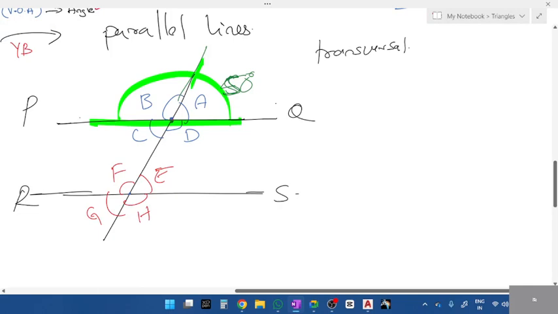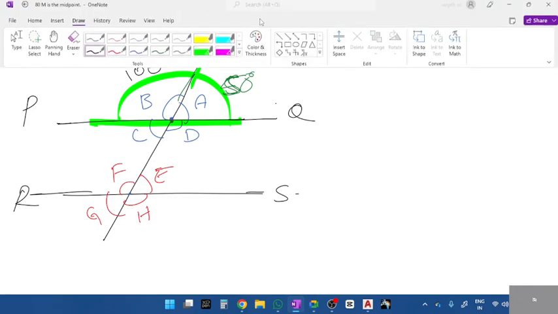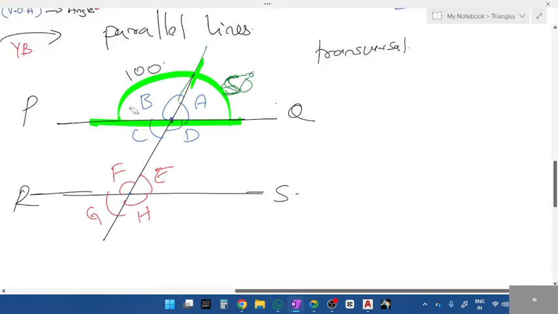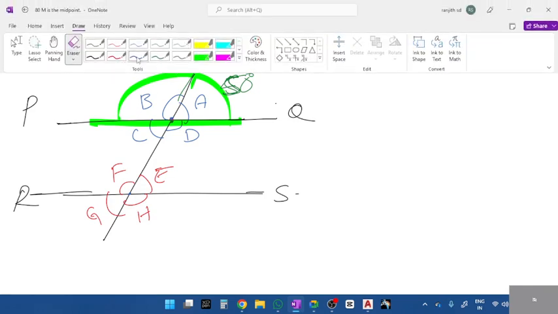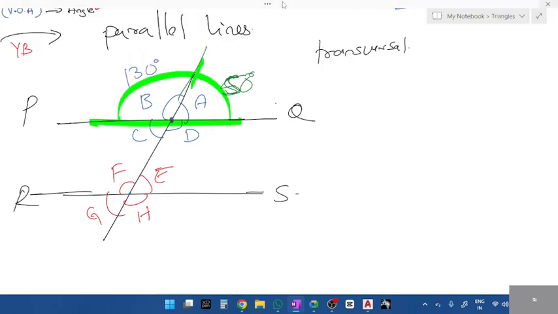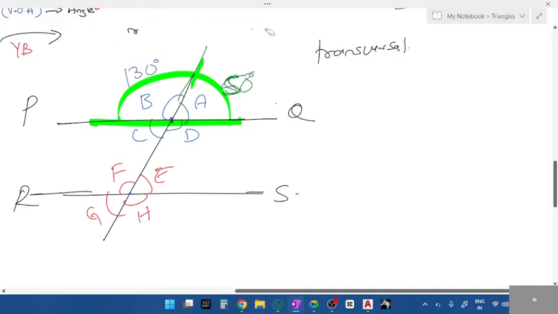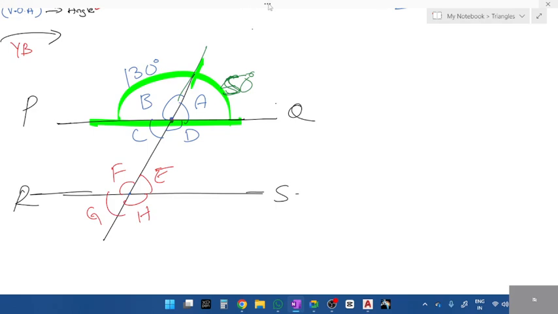These are two parallel lines we have, PQRS, and the angles formed. If angle A is 50 degrees, what about angle B, students? 180 minus 50, angle B would be how much? Sorry, not 100, 130, right? What's the total value, students? 180 degrees. If angle A is 50, angle B should be 130 degrees, right?